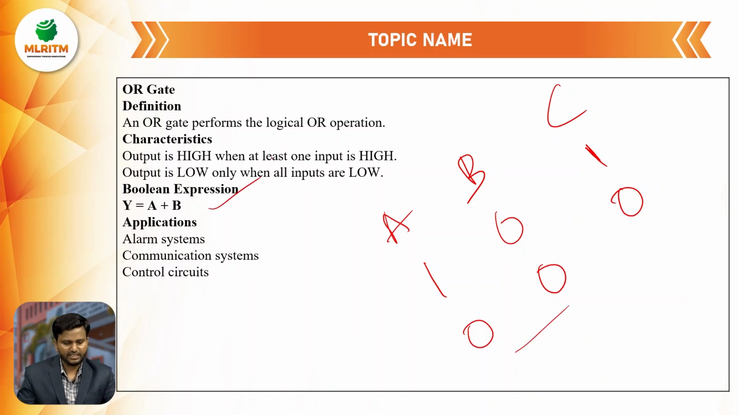The Boolean expression is y equals A plus B. The OR gate is used in alarm systems, communication systems, and control circuits.